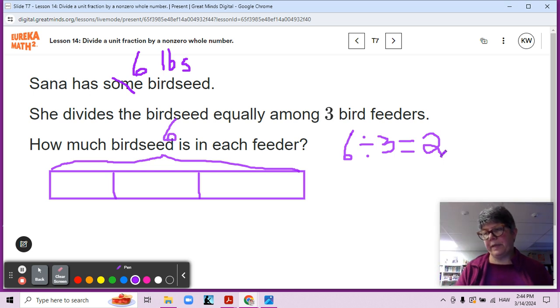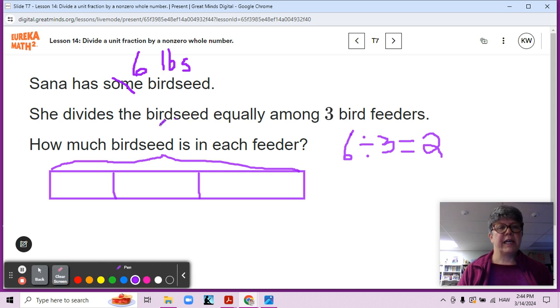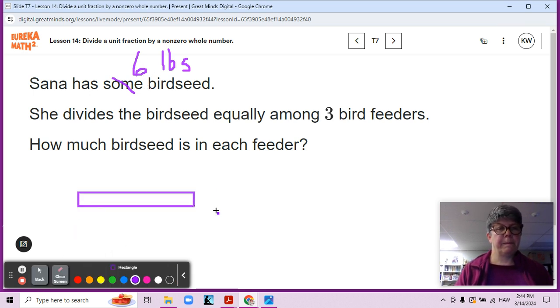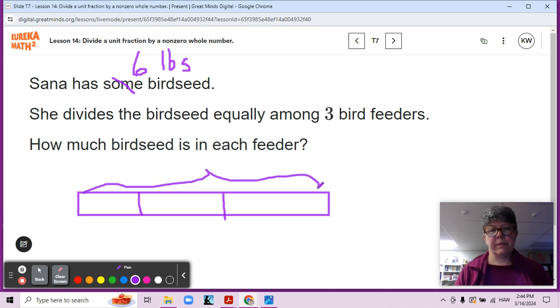But what if she started with 3 pounds instead of 6 pounds? So let's see if we can erase this here. What if instead of 6 pounds, she had 3 pounds? Let's erase this as well. Oh, sorry. I must have hit clear selection by accident. Okay, so let's get our tape diagram back there. And it's broken into 3 parts. And instead of 6 pounds, it is 3 pounds.